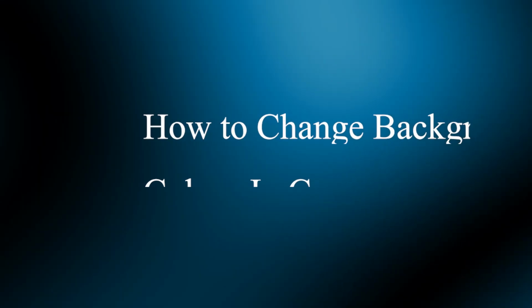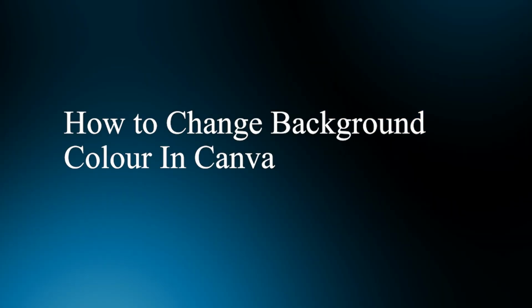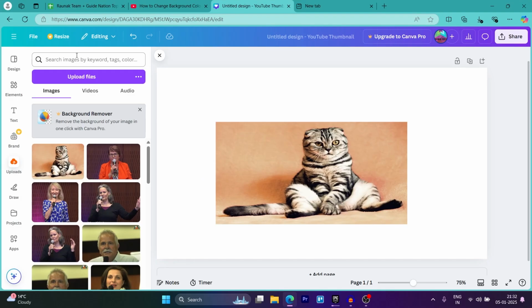Hello guys, in this video I'm going to show you how to change background color in Canva. So in order to do this, first of all navigate to Canva. After opening your Canva and navigating to your project, you will see an interface that will look something like this.